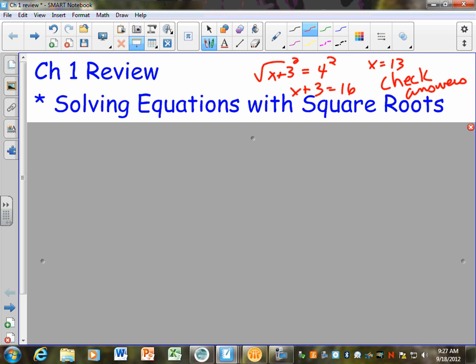Remember that sometimes with square root equations you get extraneous solutions, which means you might get an answer or two answers, but one or both of them doesn't work in the problem. So make sure you check your answers, because if I give you a problem on the test, there could be one that doesn't work. And if you don't check it, you're going to miss a point there.